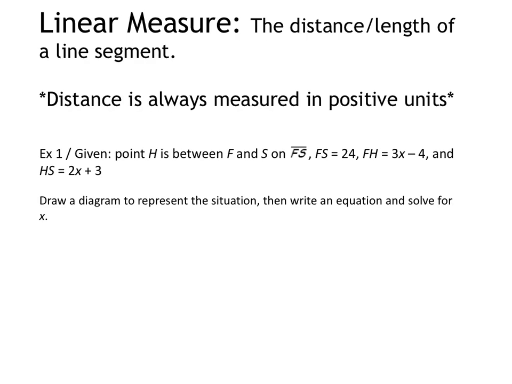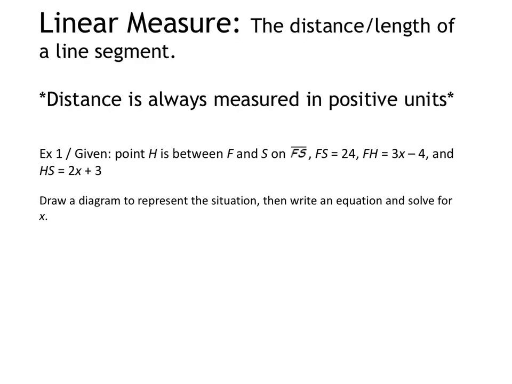Now we know what a line segment is, now we can talk about linear measure. Linear measure is the distance or the length of that line segment. Just remember, distance is always measured in positive units. Below we have an example to give us a better understanding of how we can use distance or length to help us solve for variables or linear measures.